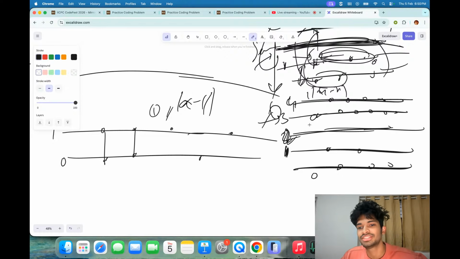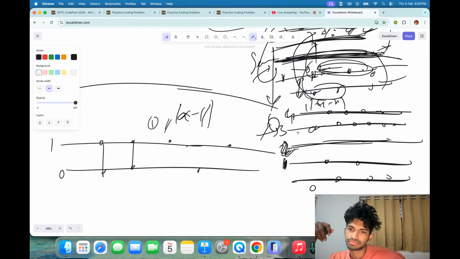If you take remainder with 3, what happens? No, not remainder with 3. They will always be adjacent. How can you increase the gap between them? I want to make them equal.